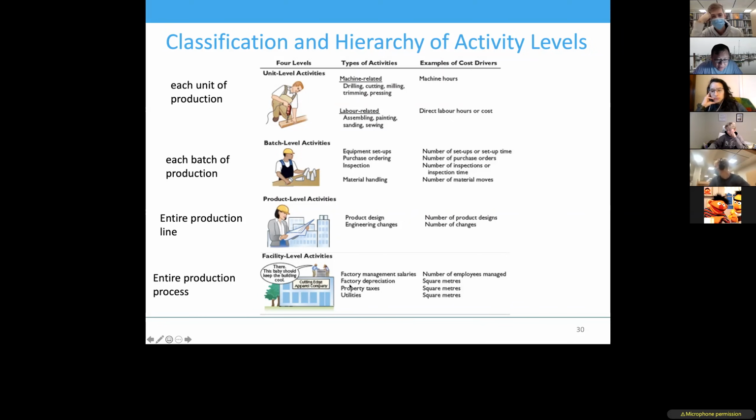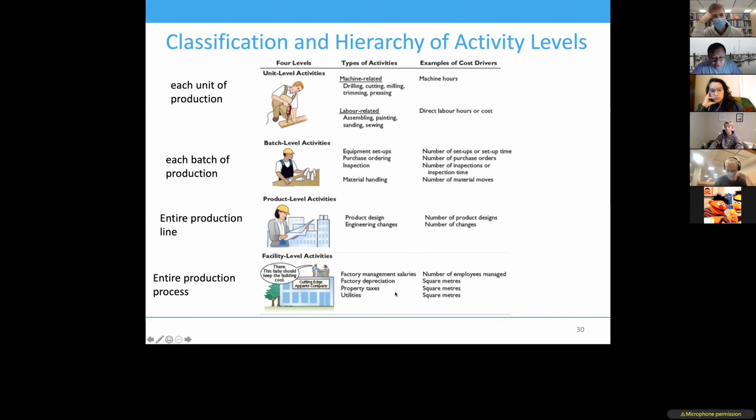For example, the factory depreciation, the building's depreciation, this overhead needs to be allocated to all products, not just one type of product, but to all the products manufactured within the facility. So you can see that ABC allows us to classify the activities into 4 different levels. Therefore, there's a better cost allocation, depending on how much each product uses the activity levels.